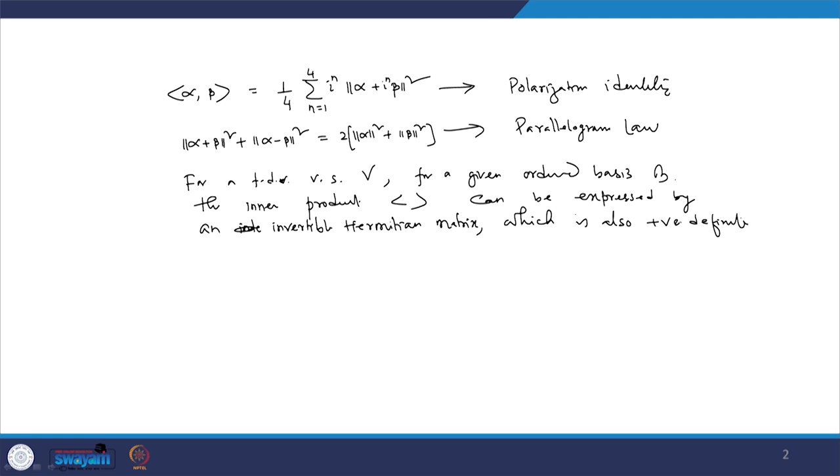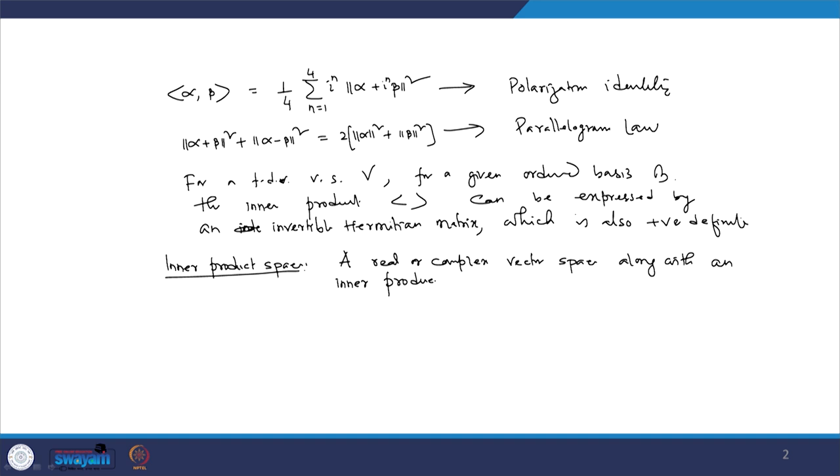Now we shall utilize this concept of inner product and see the combined impact of vector space and inner product. For that, I will first introduce the concept of inner product space. So let me define inner product space. What is an inner product space? A real or complex vector space along with an inner product in it is called an inner product space. So from now onwards, I will use IPS.